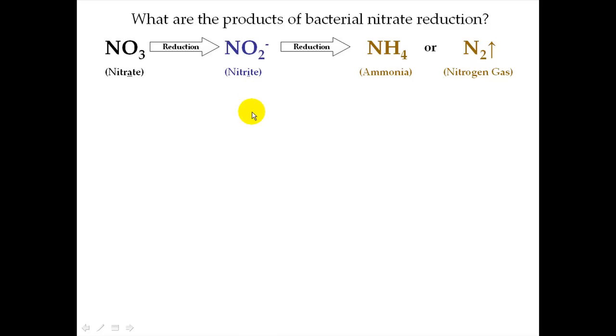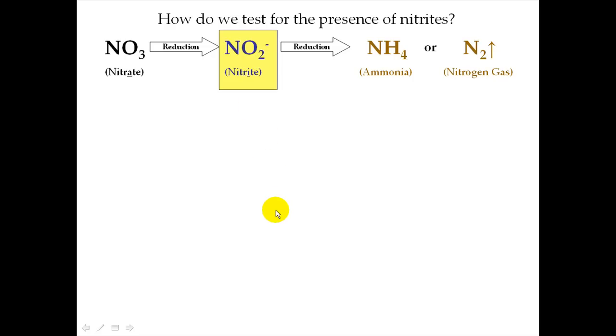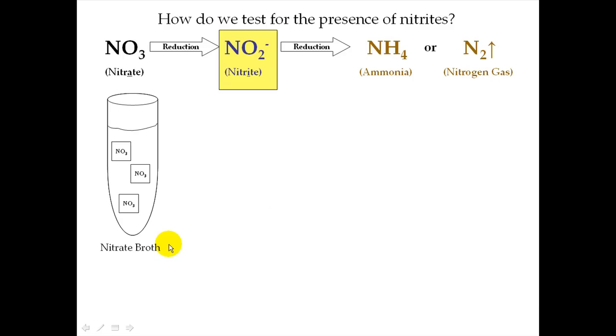First of all, we'll tell you how to see if nitrites are in the test tube. Right, so how do we test for the presence of nitrites? Well, it turns out that we have stuff that are basically nitrite detectors. And so here's what we're talking about. If you run a nitrate test on a bacterium, in other words, if you're interested in finding out if a bacterium is capable of reducing nitrate, what you do is you inoculate the bacterium into a nitrate broth, right, which has nitrates in it.